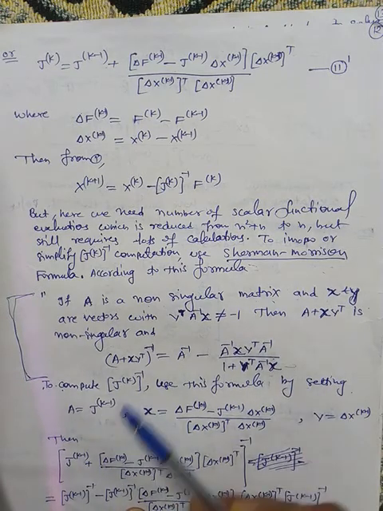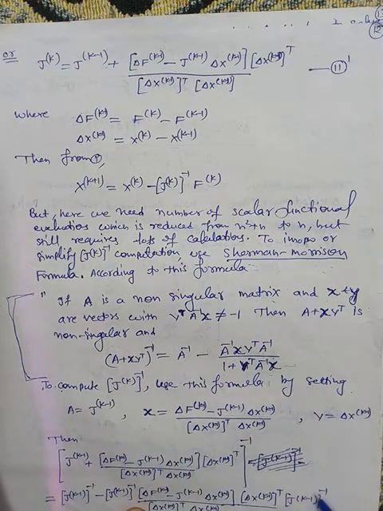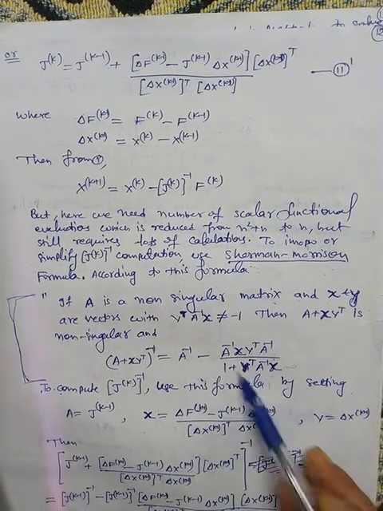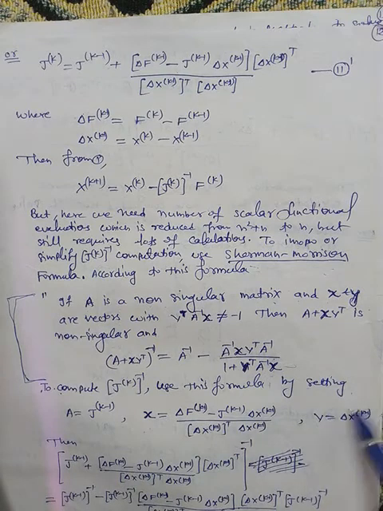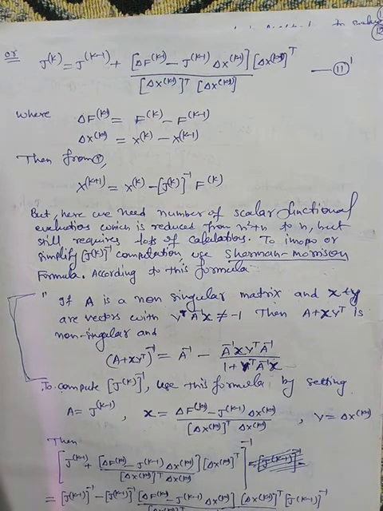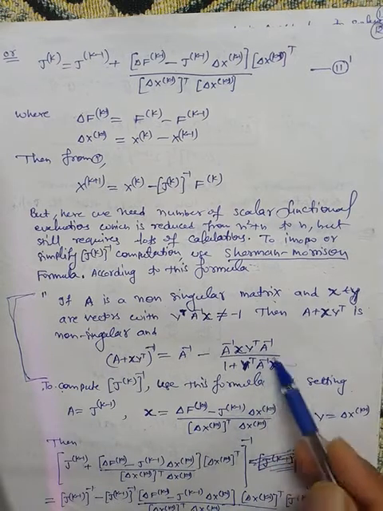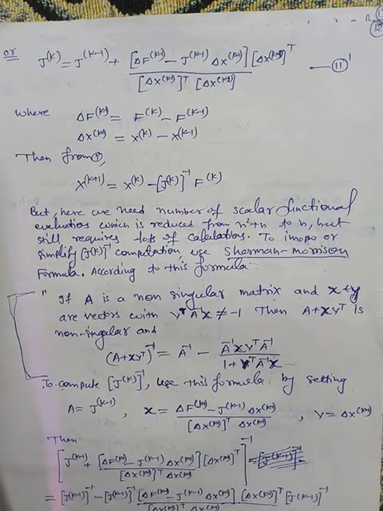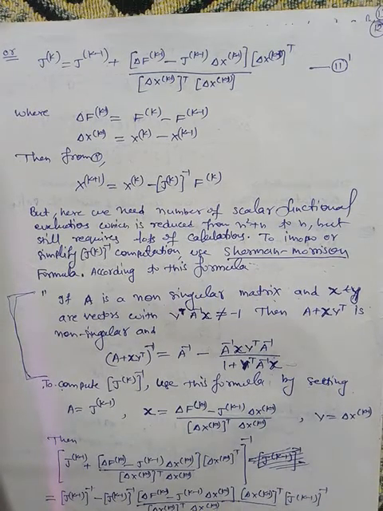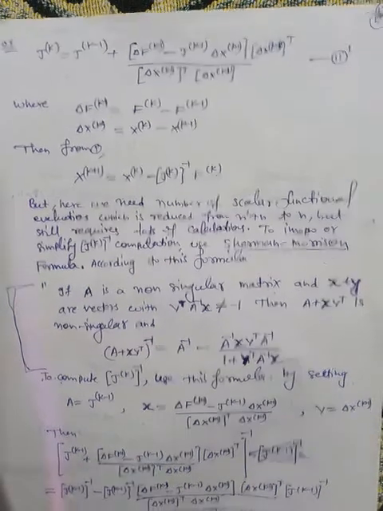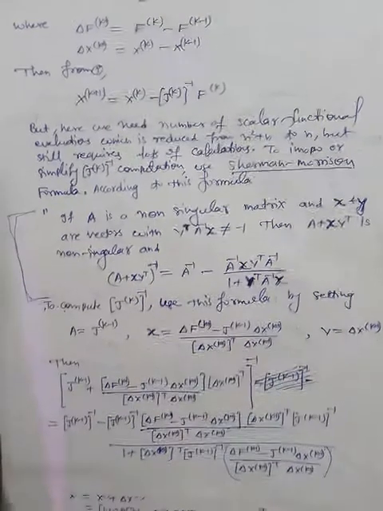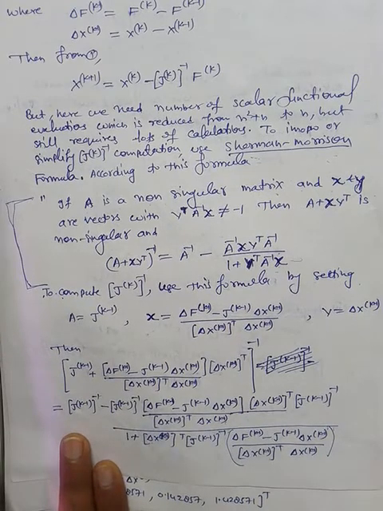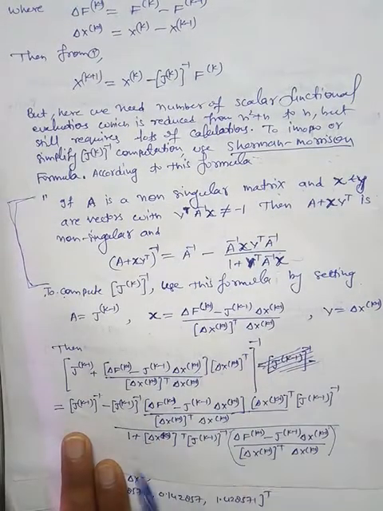A inverse is the inverse of this quantity, so Jk minus 1 inverse divided by 1 plus y transpose. Y transpose means this transpose, so this delta xk minus 1 transpose. Then A inverse, meaning the inverse of this quantity, Jk minus 1 inverse, and then x. This is your x. So this is all about the right hand side. This Sherman-Morrison formula we have used.